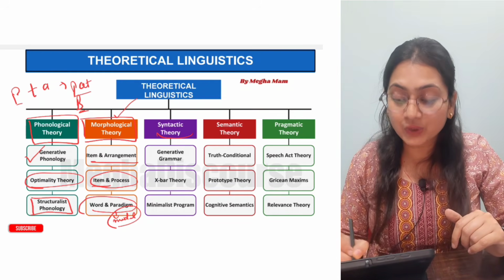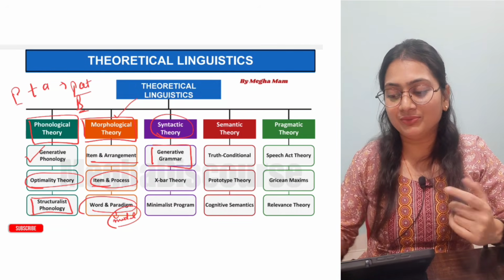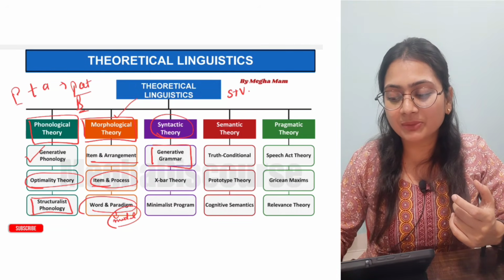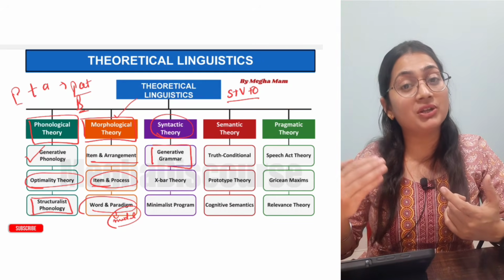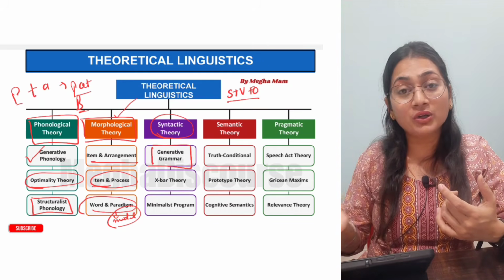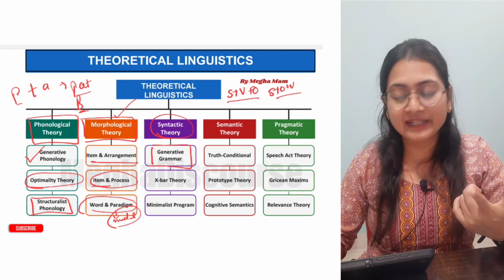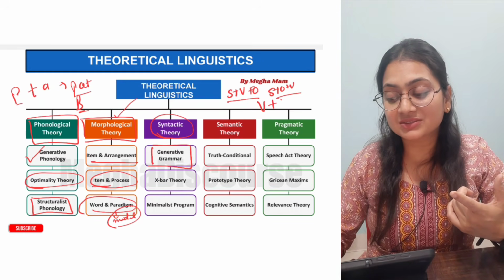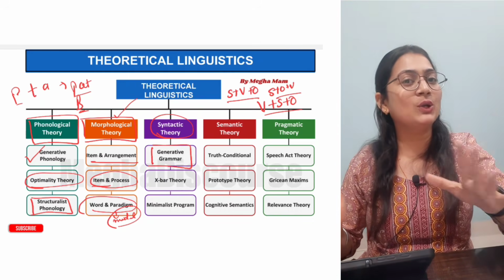Now, what is syntactic theory? We have generative grammar. Like we need to understand subject plus object plus verb. This is the basic unit of making a sentence. So that is generative grammar. For an interrogative sentence, the verb should be first, then subject, then object. This is called generative grammar, given by Noam Chomsky.